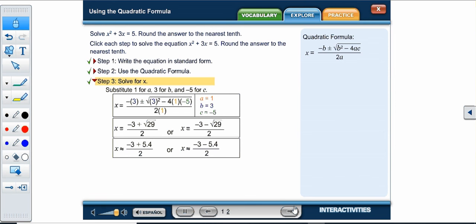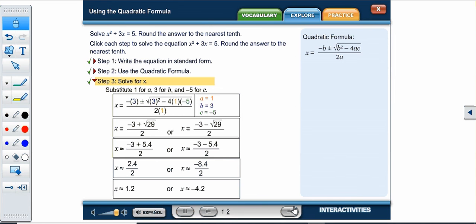Simplify. x is approximately equal to negative 3 plus 5.4 divided by 2, or x is approximately equal to negative 3 minus 5.4 divided by 2. x is approximately equal to 2.4 divided by 2, or x is approximately equal to negative 8.4 divided by 2. So x is approximately equal to 1.2, or negative 4.2. If you actually take the square root of 29 and get that decimal, you can get it all the way down to an approximate 1.2 or negative 4.2.